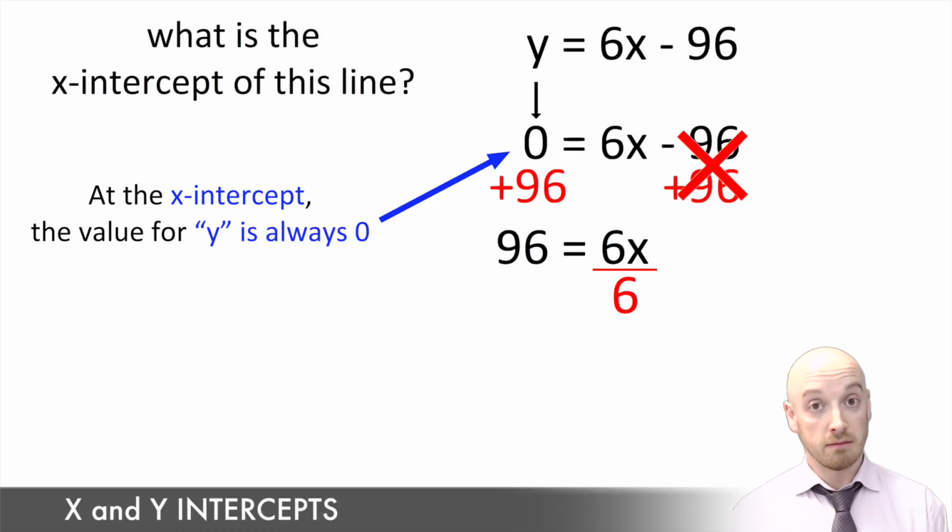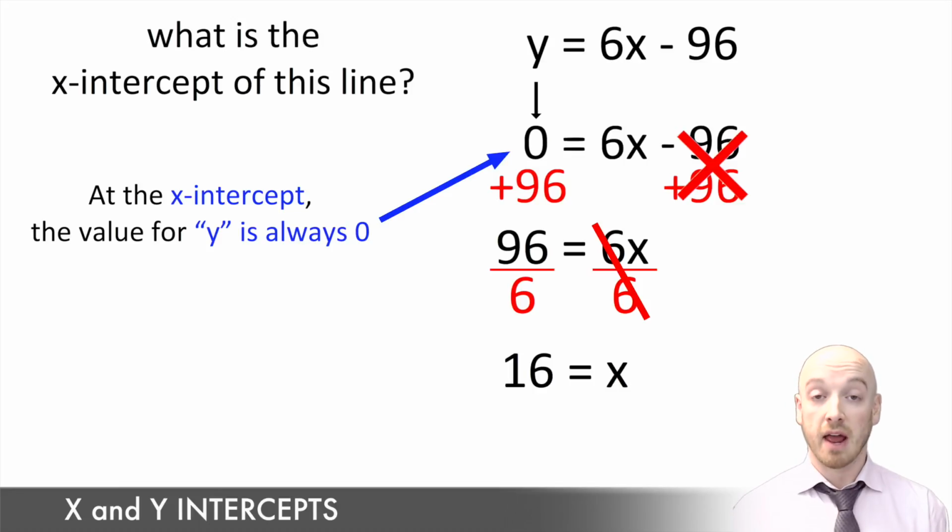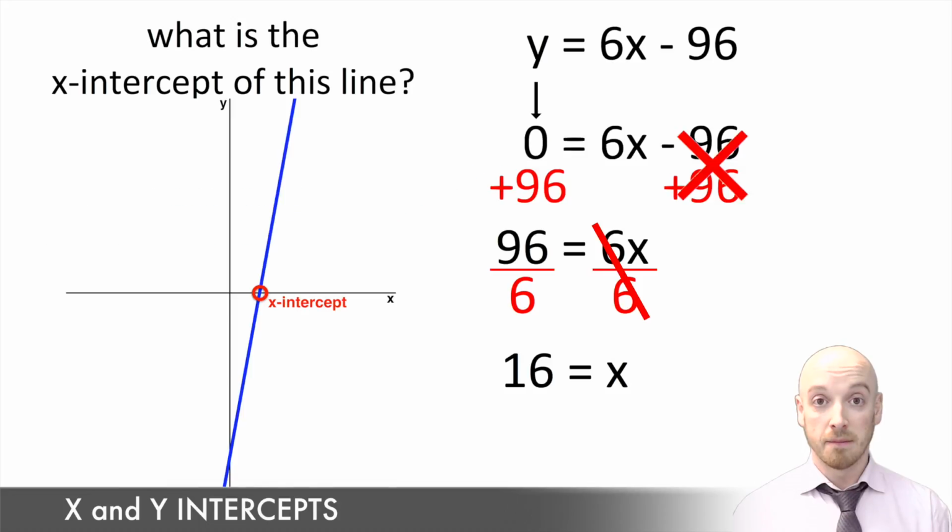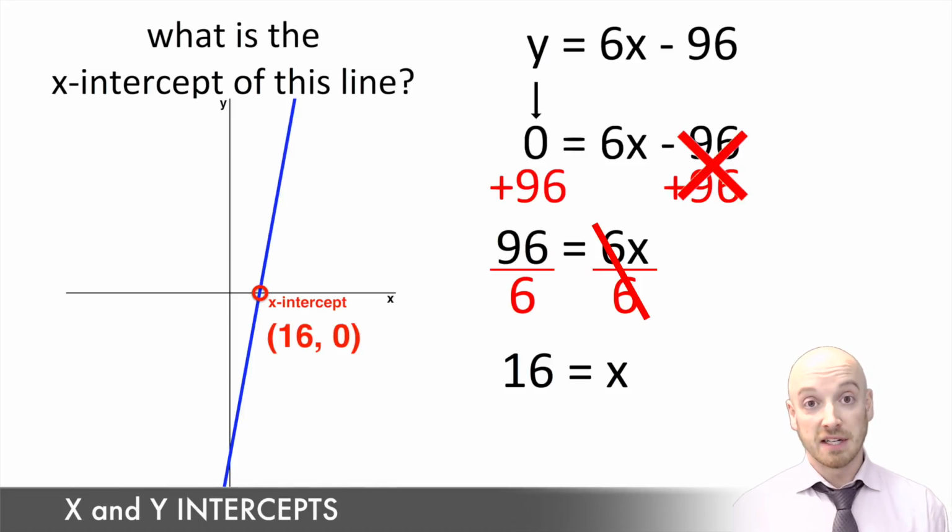So what does that mean? Well, it means that this line, when it crosses the x-axis, is going to have an x value of 16, meaning that the x-intercept is 16, or more specifically, (16, 0). Remember, that y value is 0 at the x-intercept.